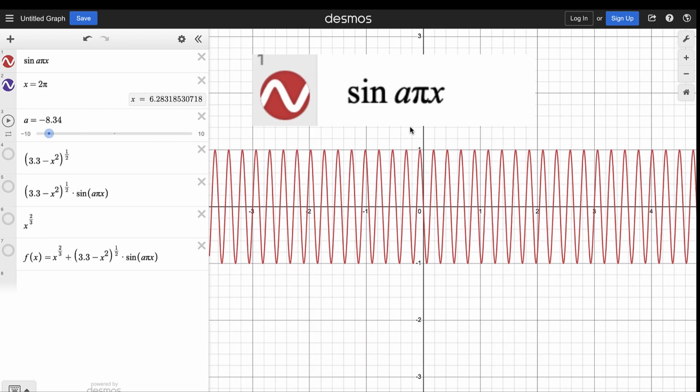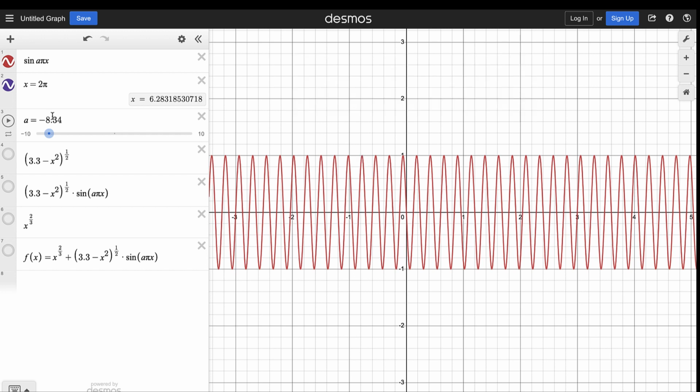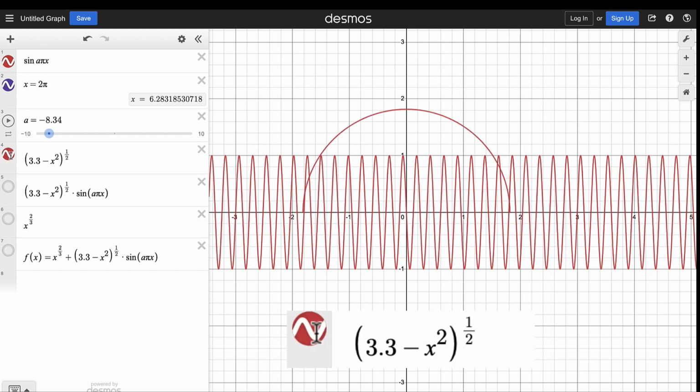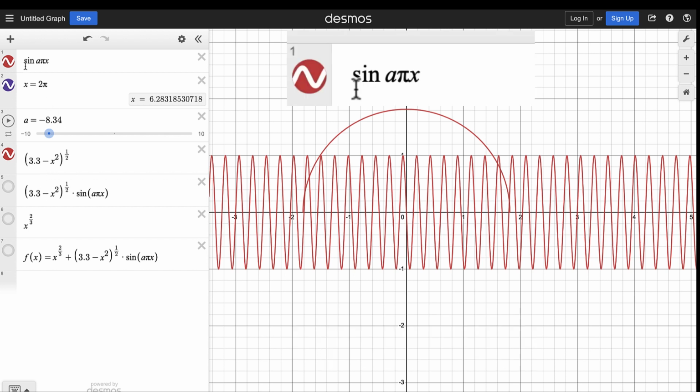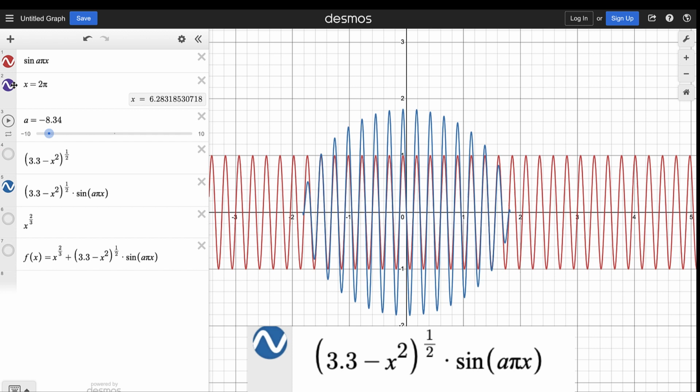Next, how can we form a heart shape? We can form that heart shape if we control the height of the wave. I can do that by multiplying sine of a pi x by a certain function. I am interested in this shape because it can hopefully bound the height of our sine function. So what I'm going to do now is multiply sine of a pi x by this function, the quantity 3.3 minus x squared, all raised to 1/2. And here is now the result.